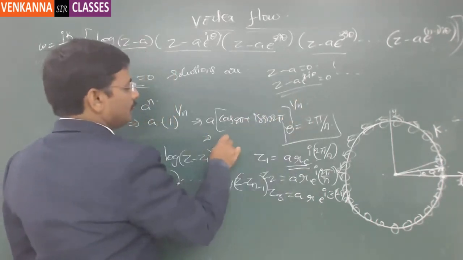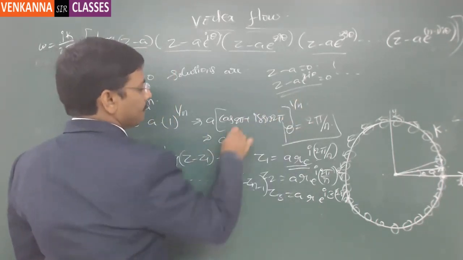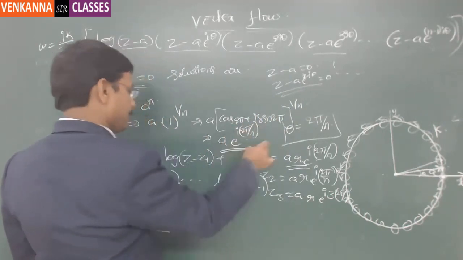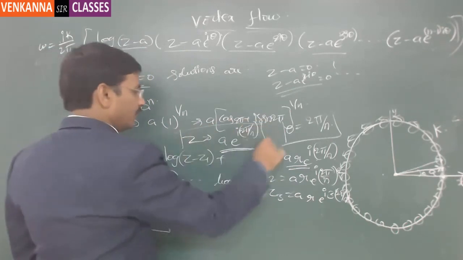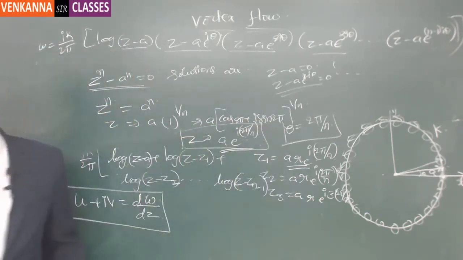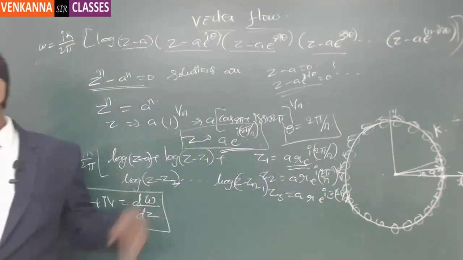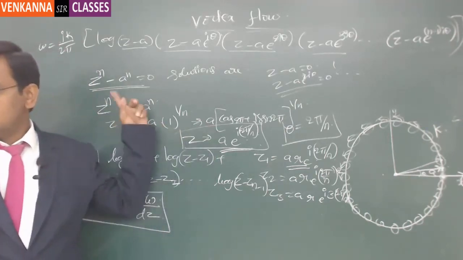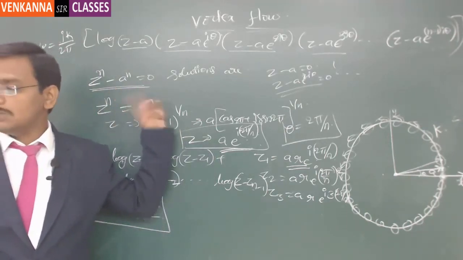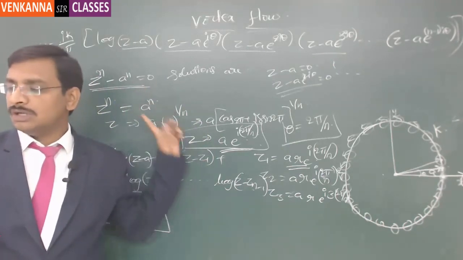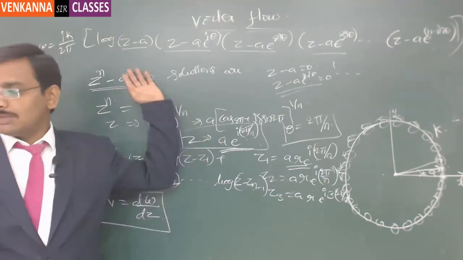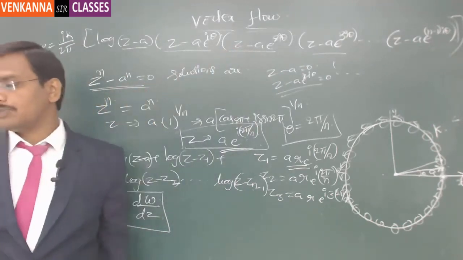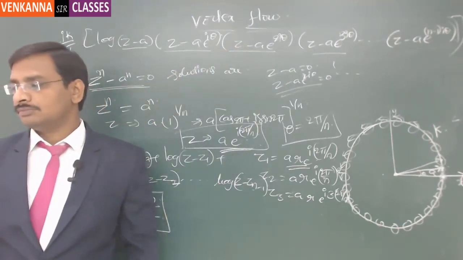So this is A times e power i2π by n. This is Z. For different values of n, you are going to get different values of Z. These are nothing but the solutions of this equation, Z power n minus A power n is equal to 0. So this is how you will be modeling it. That means this entire product you can replace with Z power n minus A power n. Got it? Understood or not?